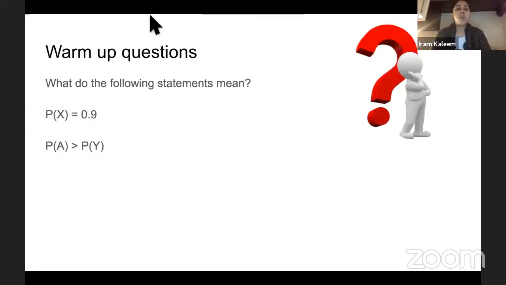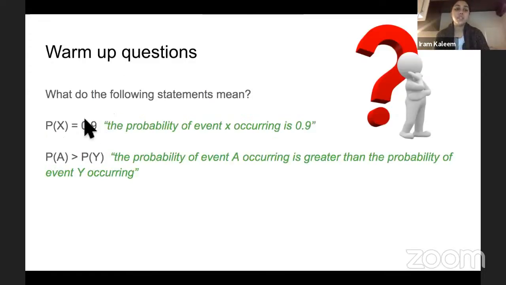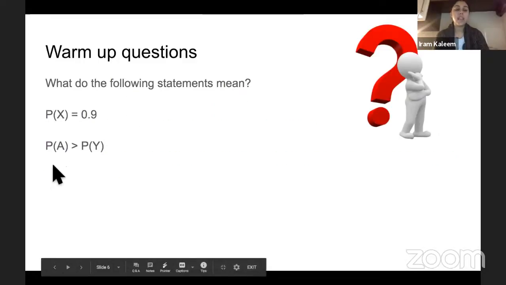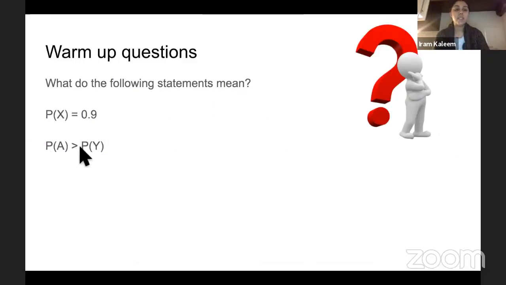Okay, what do the following statements mean? So what I'd like you to do is just write down the sentence that takes the meaning behind these statements. The first one is P of X is 0.9. So I just want you to write down what that means, and P of A is greater than P of Y. So just write down what statement that one means as well.